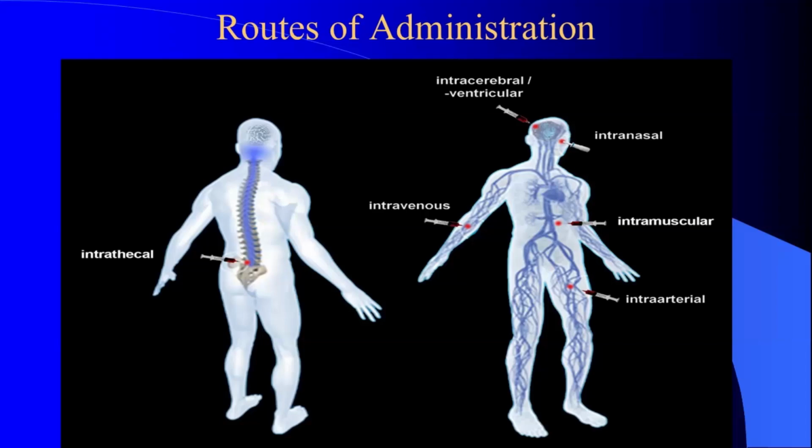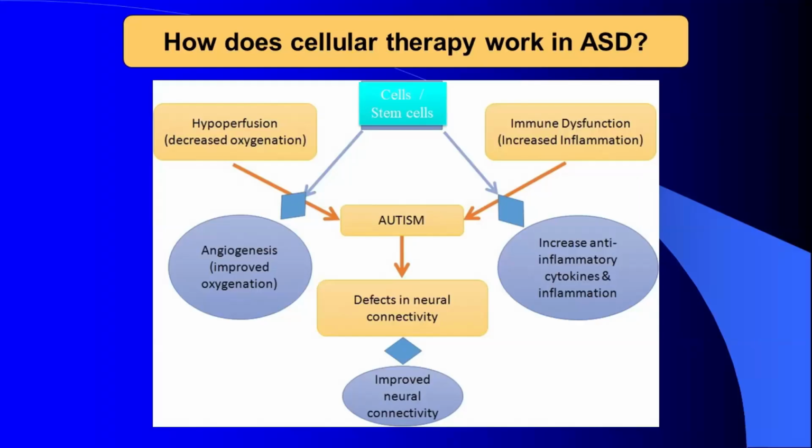There are different ways of injecting stem cells. You can inject it intrathecally into the spinal fluid, that's what we do, or intravenously, intramuscularly, through the nose, or directly into the brain. How does cellular therapy work? We know the main problem in autism is there is hypoperfusion, decreased oxygenation, and problems with the immune system and inflammation. Cell therapy works through both these mechanisms.